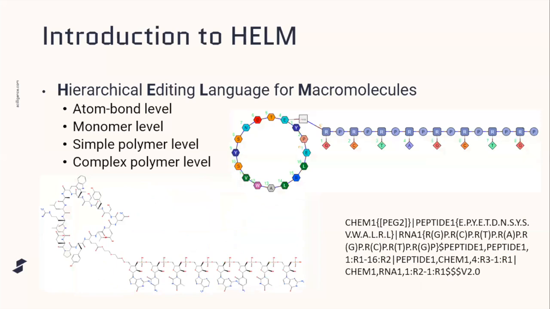So here's just one more example of another more complex polymer. In this case, I've connected my cyclic peptide to a single-stranded oligonucleotide using a PEG2 linker, which is called a chem in Helm. And again, you can see the Helm string is explicitly defining for you what your connection points are, which monomers are connected to one another, information that would be very difficult to just describe verbally.